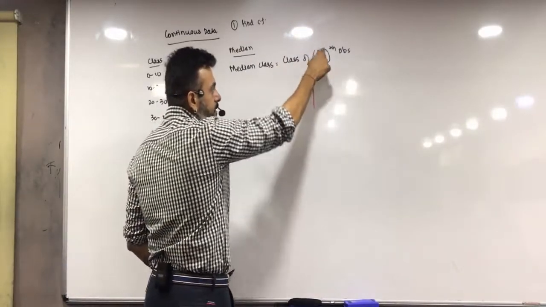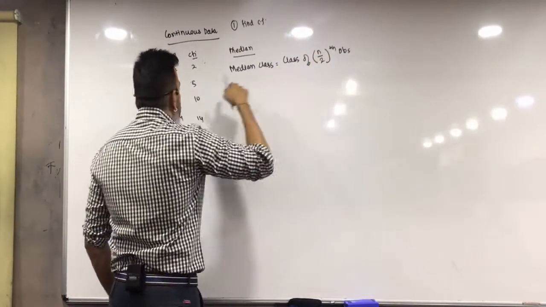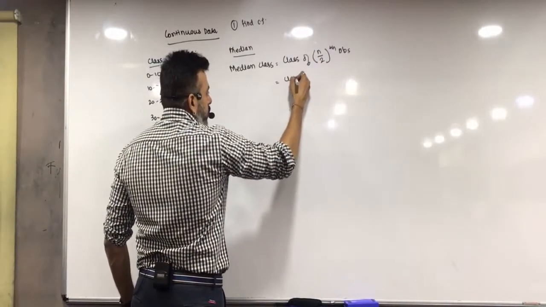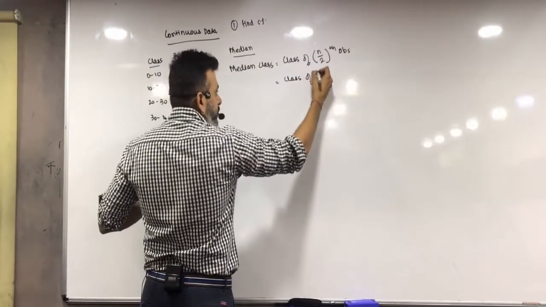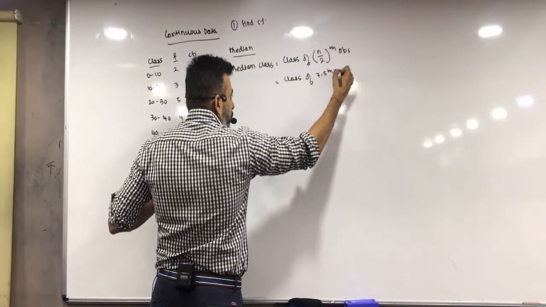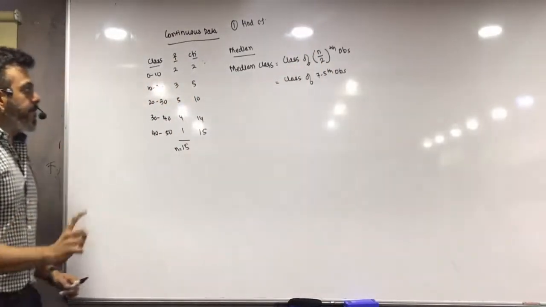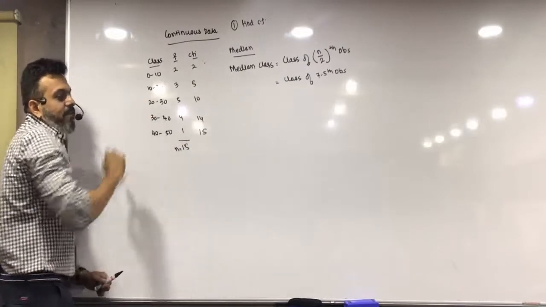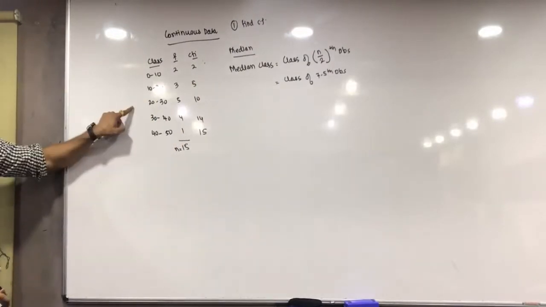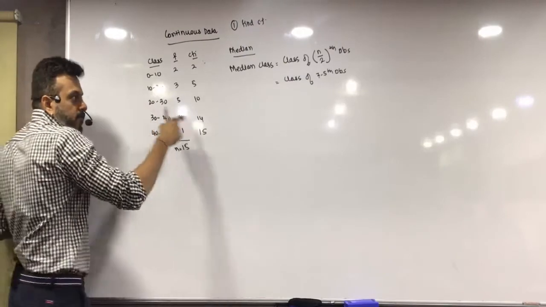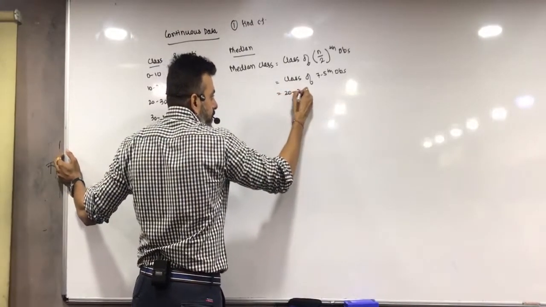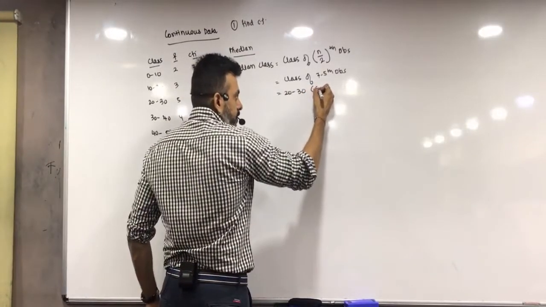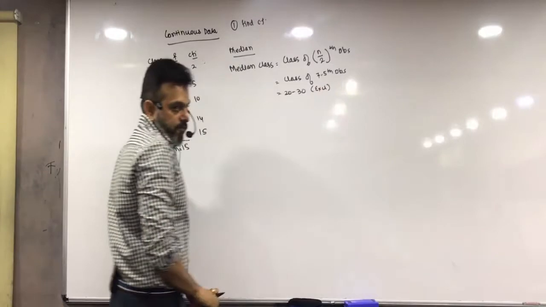Now the class of n by 2th observation for this sum: n is 15, so the 7.5th observation. It means what? The 7.5th observation will fall in which class? 22, 30. This class, so I'll write over here, is equal to 22, 30. Now, very important. This is exclusive, so you write over here exclusive.